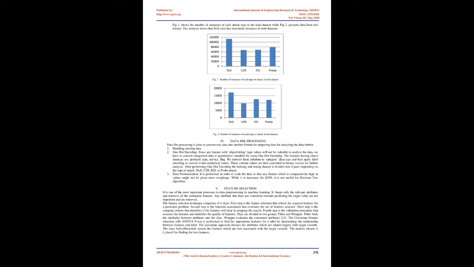dst_host_same_src_port_rate: percentage of connections of the current host having the same source port. dst_host_srv_diff_host_rate: percentage of connections of the same service and different hosts. dst_host_serror_rate: percentage of connections of the current host having S0 error. dst_host_srv_serror_rate: percentage of connections of the current host of a service having S0 error.